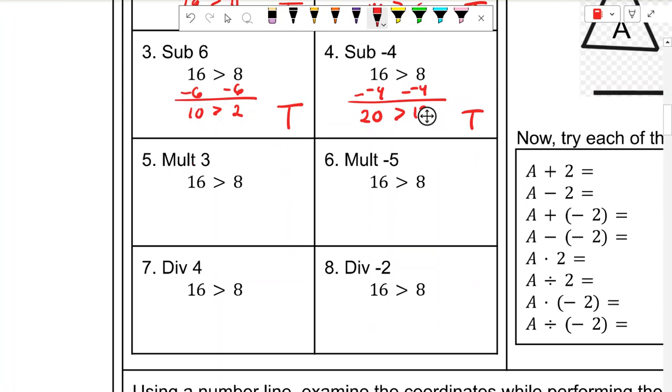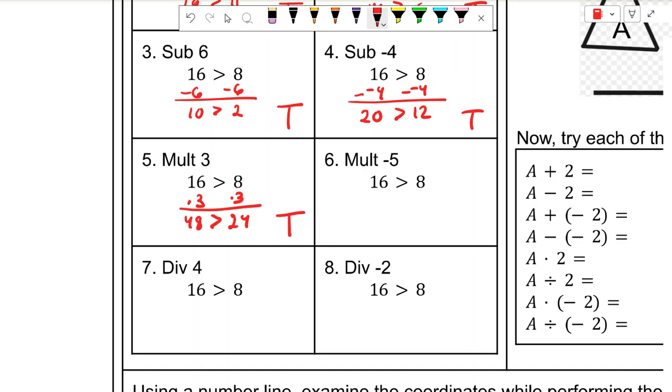Number 5, we're supposed to multiply both sides by 3. And 16 times 3 is 48. And 8 times 3 is 24. We bring down the sign, and it's still true. 48 is larger than 24.